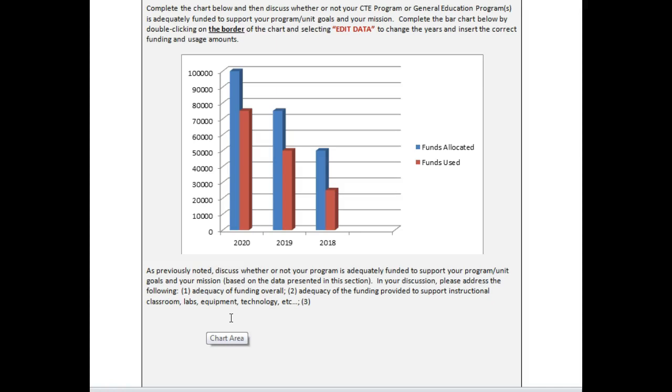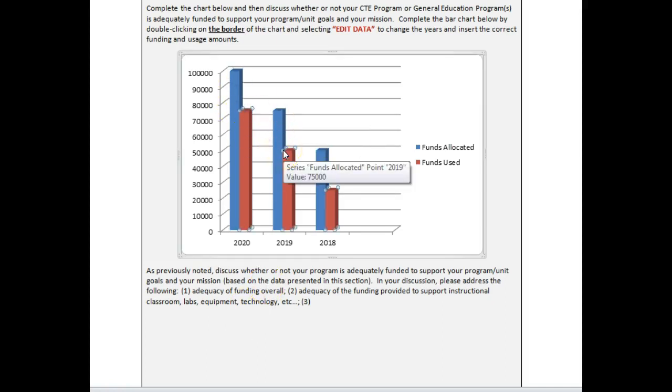So you want to show your funding for all programs, for your program, and funds used. So it's not just allocated, it's usage. So here we're assessing, first of all, is your program adequately funded? And second of all, are you using those funds?